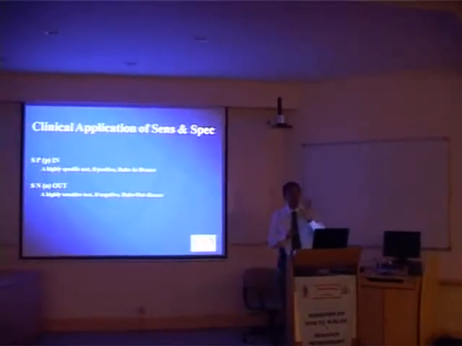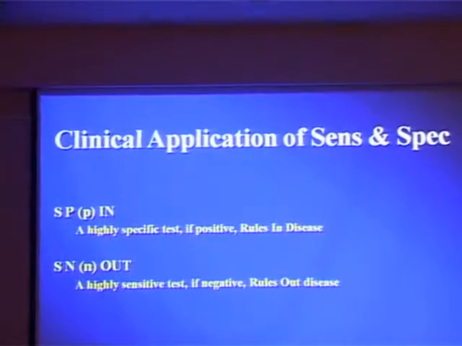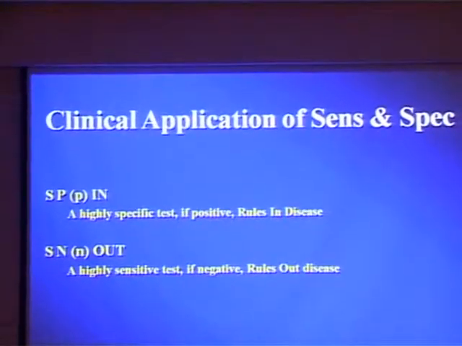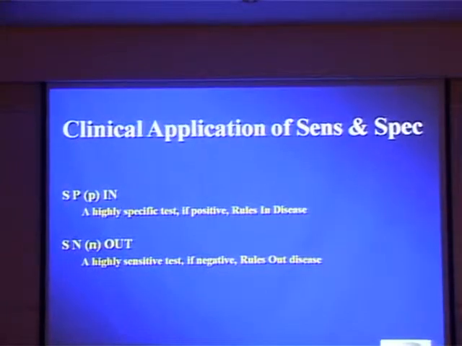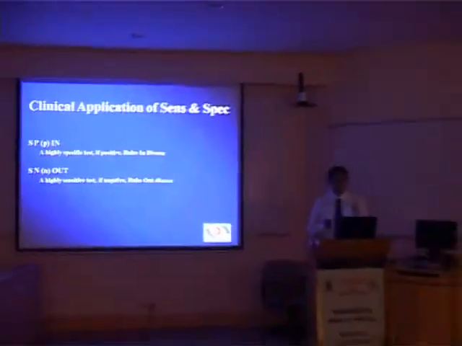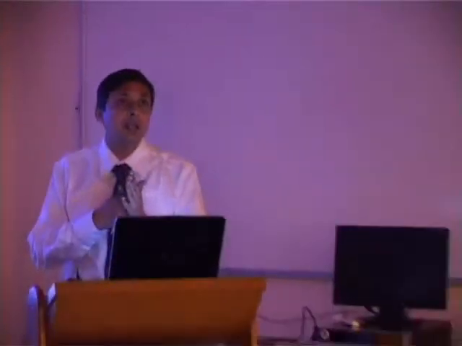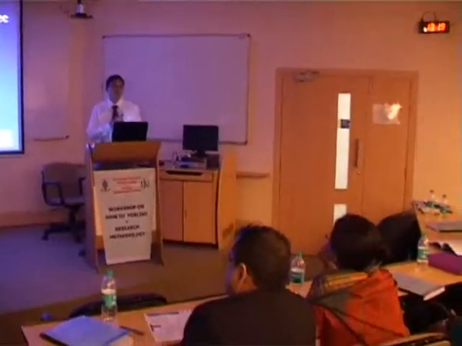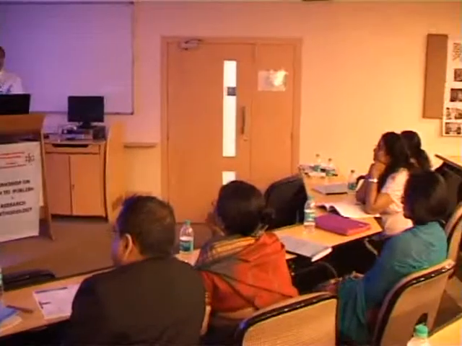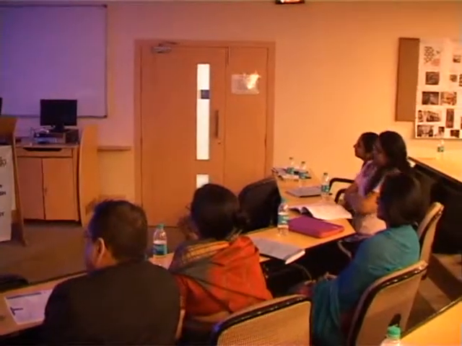So sensitivity is not important to diagnose disease. With high specificity, if the test is positive, it rules in the disease. And if sensitivity is very high, and the test is negative, it rules out the disease. So if the sensitivity is 95%, and the test is normal, that means the test is more or less ruling out that the patient has the disease. If the test is normal, most probably the patient is normal. So it's called SNOW. Sensitivity, negative, rules out the disease.